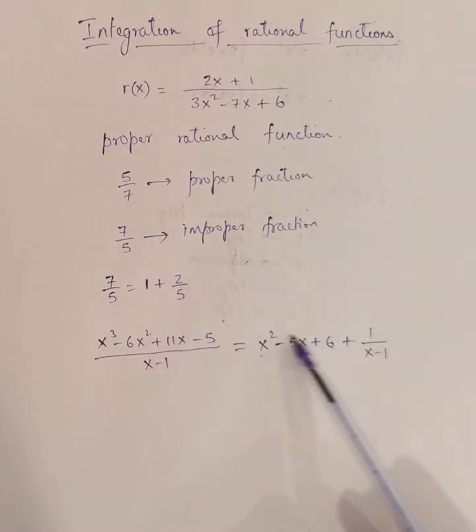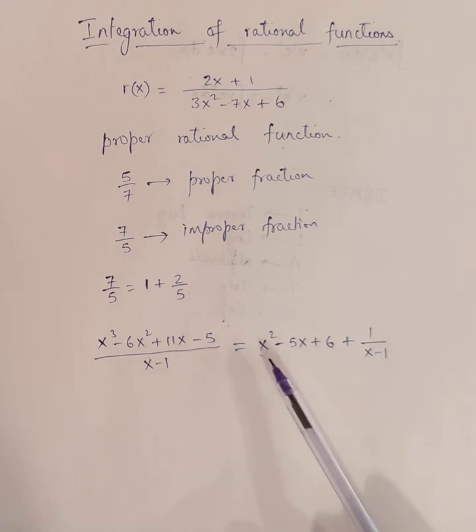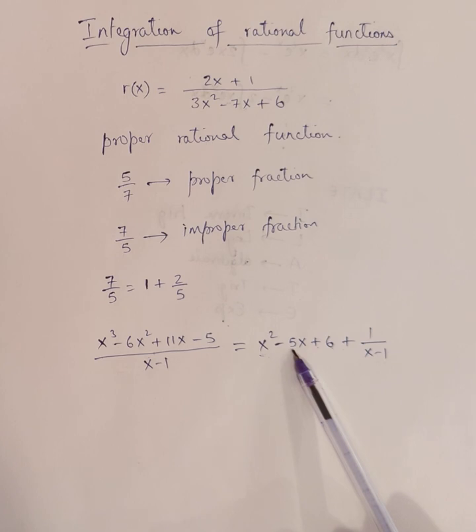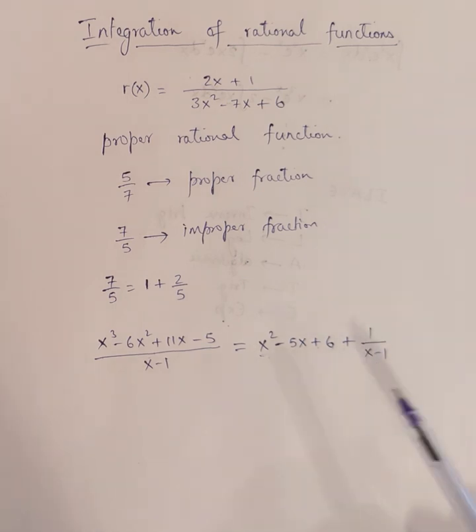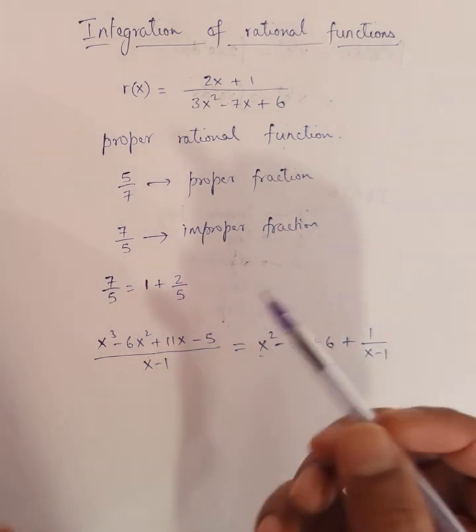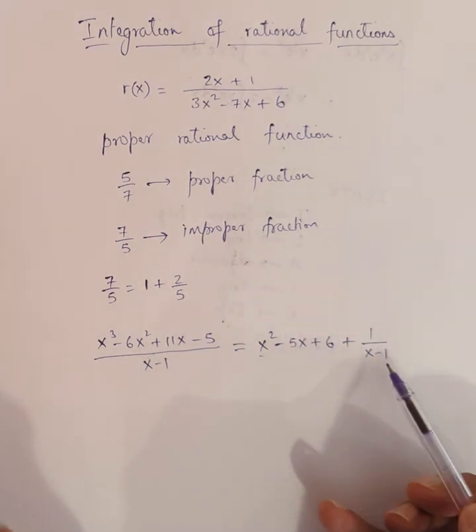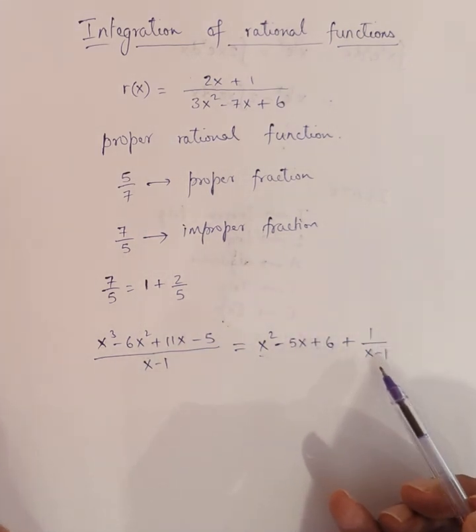Now, this polynomial is so easy to integrate. I can integrate x squared, I get x cubed over 3. This term will give me minus 5x squared over 2 plus 6x. And then I would have to only worry about integrating just a proper rational function. So what is a proper rational function? Where the degree of the numerator is less than the degree of the denominator.